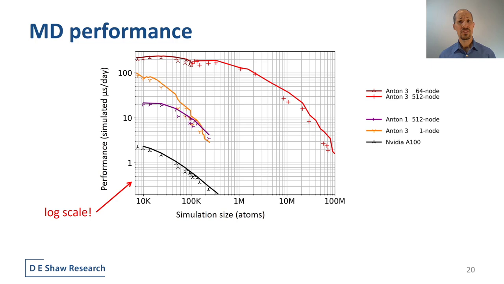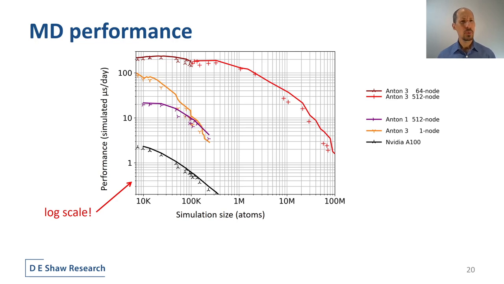The full-sized 512 node machine maintains over 100 microseconds a day out to simulation sizes larger than 1 million atoms and supports simulations beyond 50 million atoms. At its capacity limit, Anton 3 turns in performance comparable to a GPU's absolute speed limit, even though Anton is simulating more than 10,000 times the number of atoms.